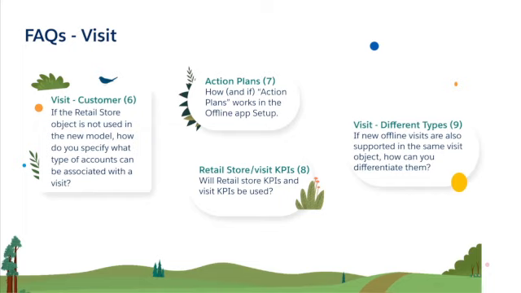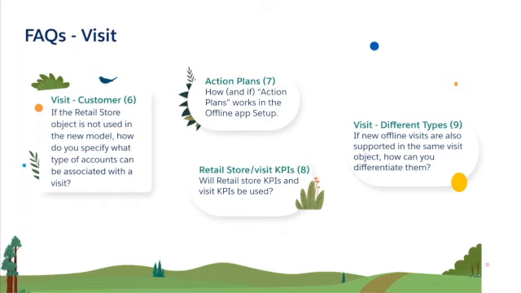The next group of questions is more related to visit. So if the retail store object is not used in the new model, how can I specify what type of accounts can be linked to this visit? Is it a field or a record type? So the answer is there is no hard validation. It's possible to create a visit for all kinds of accounts. However, you need to have specific roles or attributes for enabling specific processes or functionality.